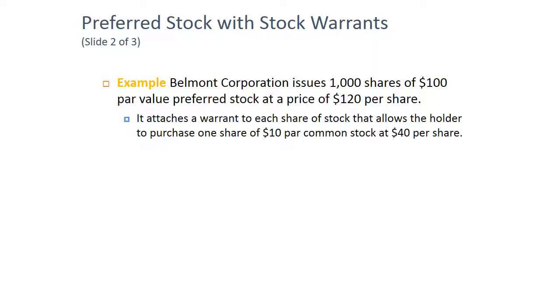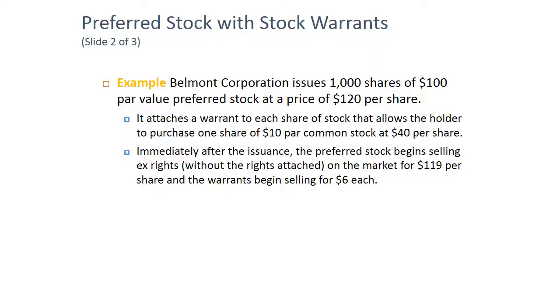So now the question is, when they sell this stock, they are selling 2 things, preferred stock and the right to buy common stock, a detachable warrant, a detachable right. How do we split up that $120 a share? Keep reading. Immediately after the issuance, the preferred stock begins selling without the rights. So just the market value of the preferred stock, no warrant on it, is $119 per share. And the stock warrants have a $6 market value. They're selling at $6 a share.